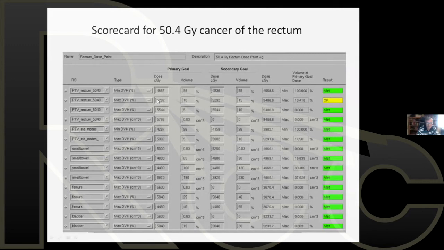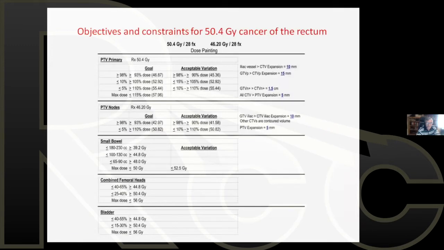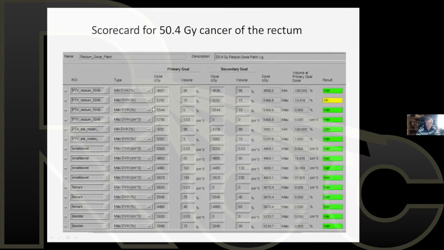Here's the maximum dose. We wanted the maximum dose here not to exceed 15%. So maximum dose right here, see it? Zero cc's got that 15%. Zero cc's, 0% got even 55.44. So these are good statistics.